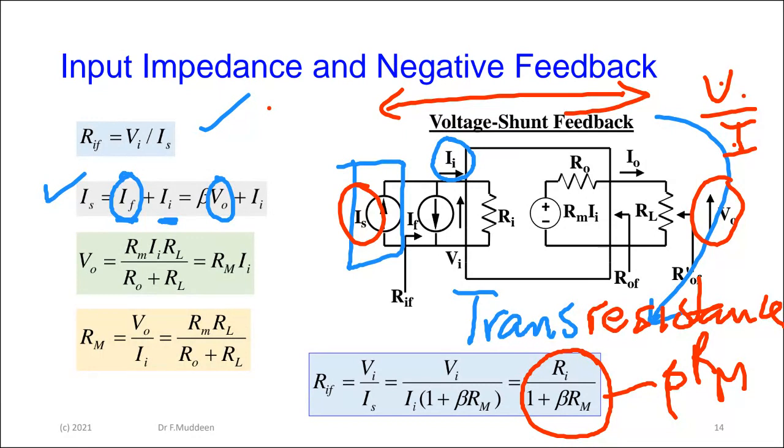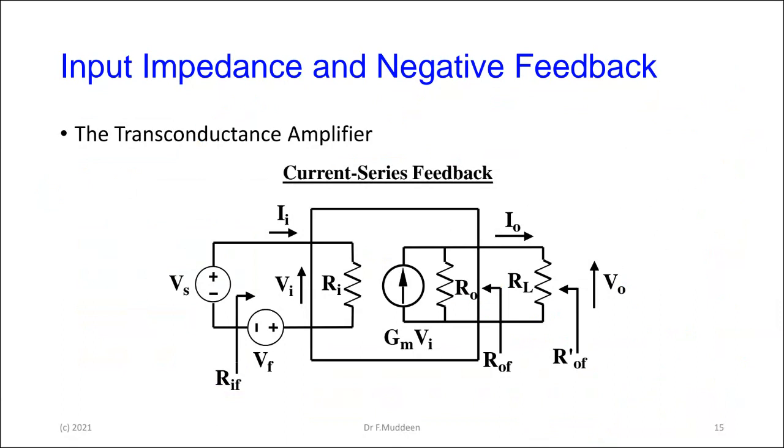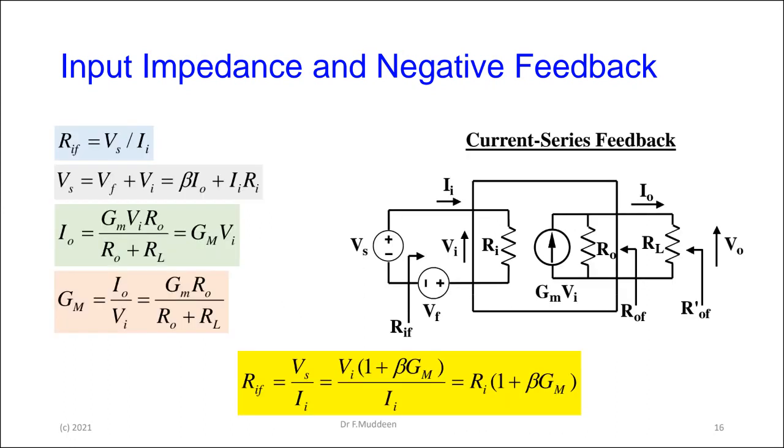And of course, look at the current series now. The current series is the transconductance amplifier, right? The transconductance amplifier is voltage in and current out. All right. So if it's current series, it means that we're sampling the current output and we're feeding back a voltage. And then you could do the manipulations on that. Because we're feeding voltage back, we see that the input impedance goes up.